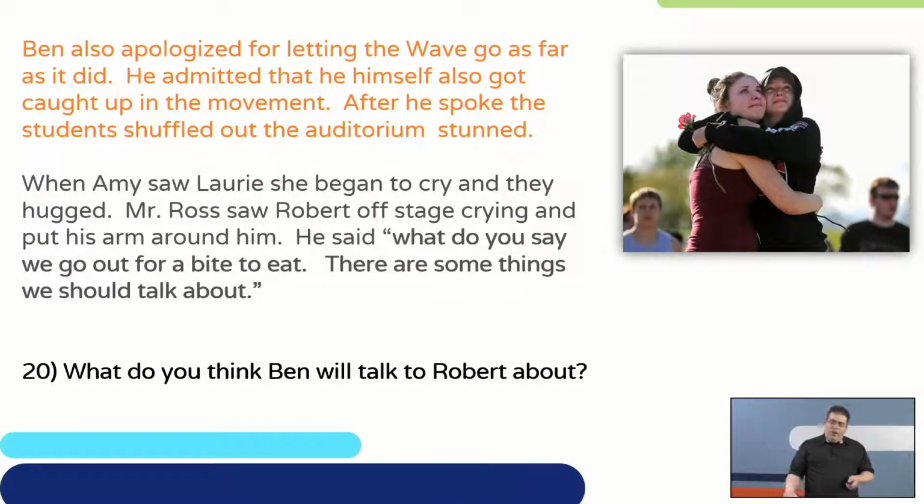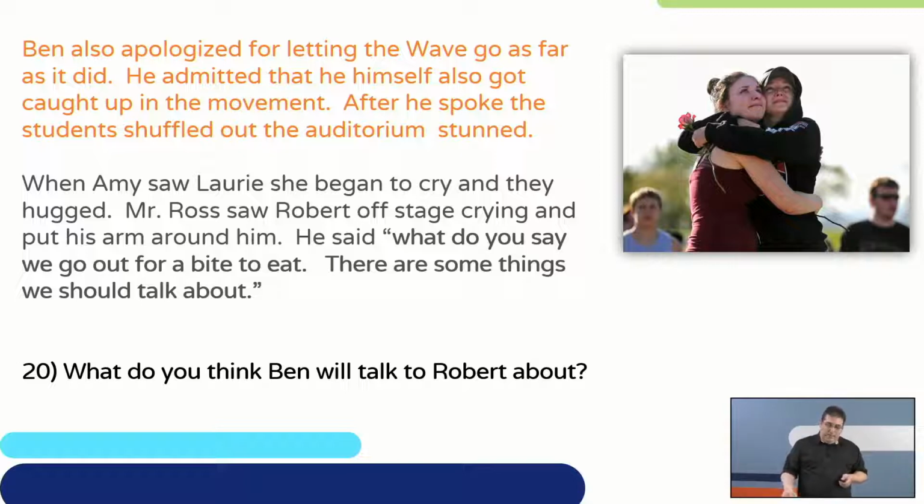Ben also apologizes for letting the wave go as far as he did. He admitted that he himself also got caught up in the movement. After he spoke, the students shuffled out of the auditorium, stunned. When Amy saw Lori, she began to cry, and they hugged. Mr. Ross saw Robert offstage crying and put his arm around him. He said, "What do you say we go out for a bite to eat? Let's get some food. There are some things we should talk about." And that's how the story ends.